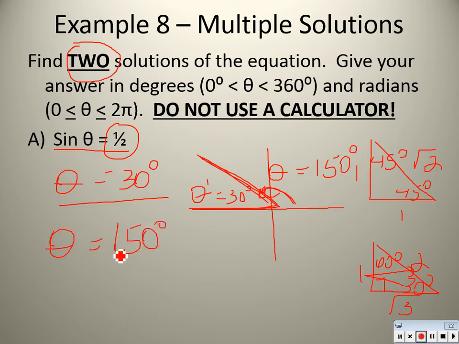And one of the things that I can do with my calculator to check to see if I'm right is, if I was in degrees and did the sine of 30, that would equal 1/2, and if I did the sine of 150, that would also equal 1/2.